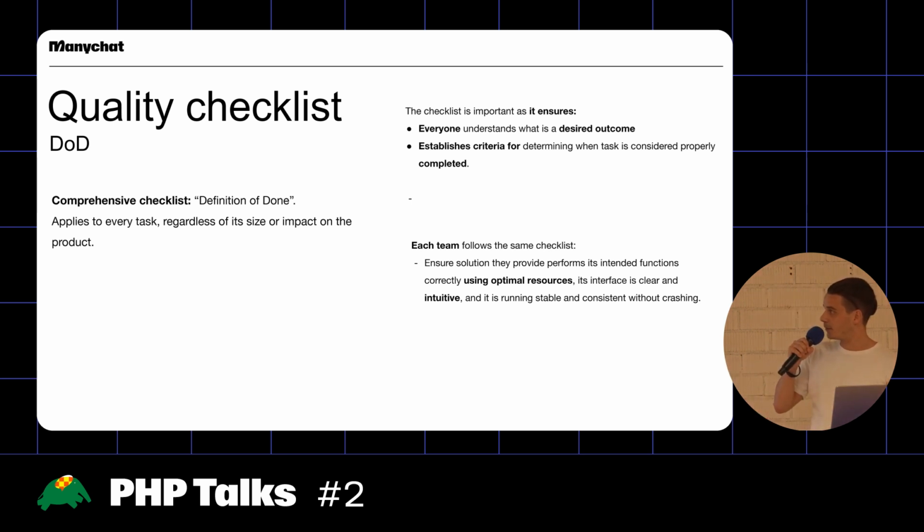And here we also have a contract. We cannot just build anything. It needs to adhere to our quality standards, and for us, it's the definition of done. It applies to any task. It doesn't matter what the size is or what the impact is on the product. Everybody understands what the outcome is, and it also sets the criteria for knowing when a developer considers it finished. He needs to go back to the definition of done and see if he checks all the boxes. Every team follows the same checklist. So it's going to guarantee that we use optimal resources, and the code is intuitive and stable.